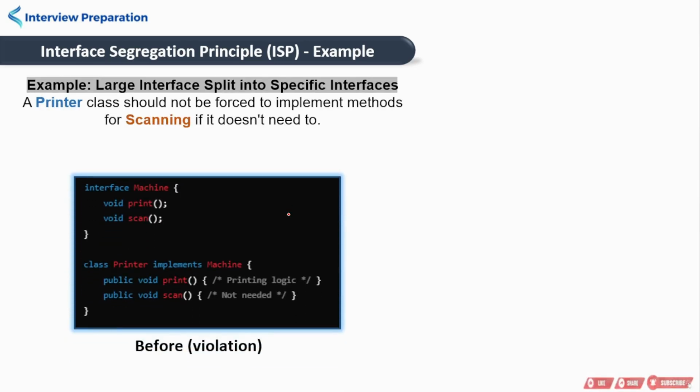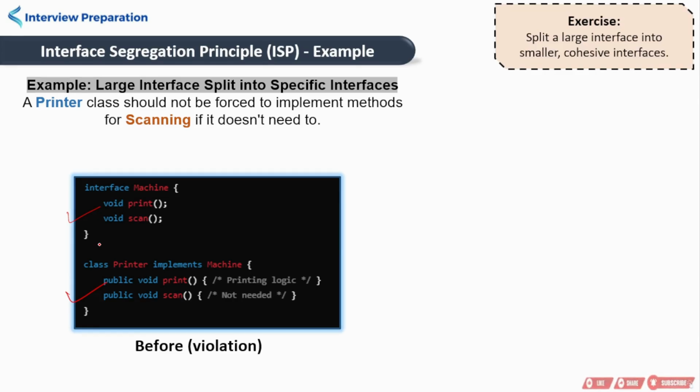Let's see an example. Imagine you have an interface called machine with methods for both printing and scanning. If a printer class implements this interface, it would be forced to include both print and scan methods, even if it only needs to print. This can lead to unnecessary complexity and unused code.